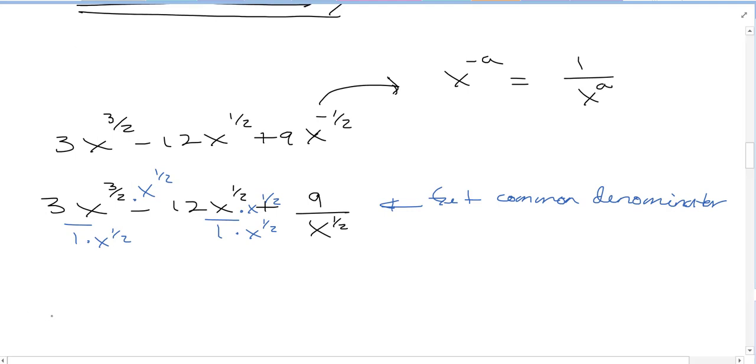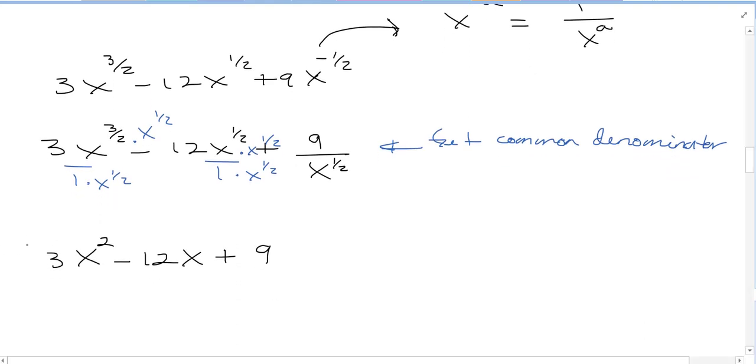And what do we get? We're going to get 3x to the, when you multiply same bases, you add exponents. So 3 halves plus 1 half is 4 halves, which is 2, minus 12x to the 1 half plus 1 half is 2 halves, which is 1, so we don't write that, plus 9. And all of these, don't worry, I didn't forget the denominator, they all have an x to the 1 half in the denominator. Right? That's what this is in the denominator.